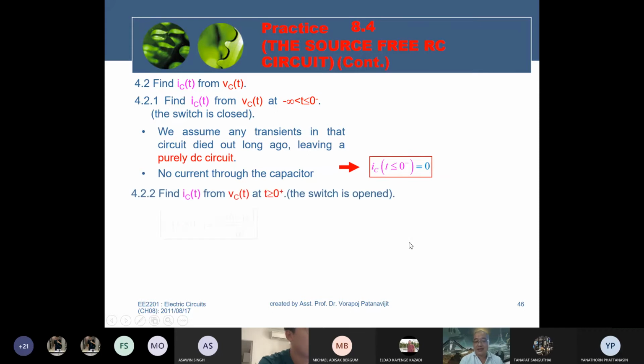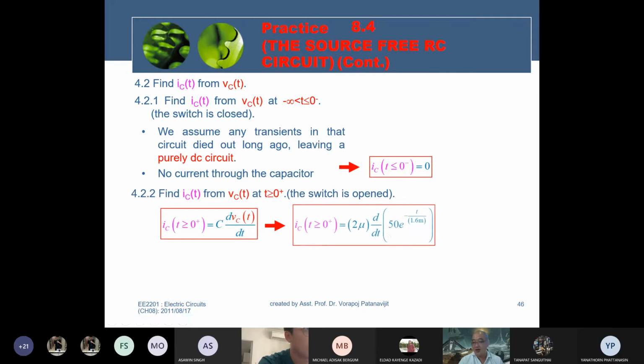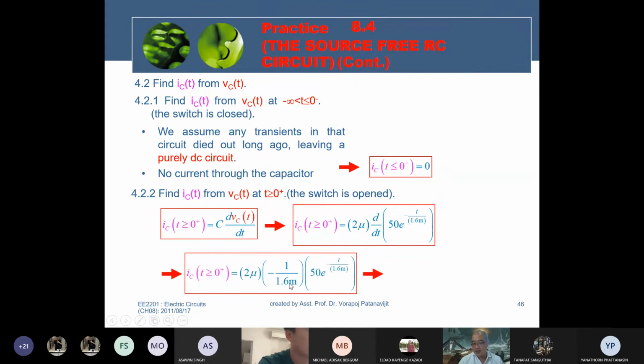The next step, iC for time greater than 0, equals 50 e to the power of minus t divided by 1.6 milli. Take the derivative of it, and overall it gives you minus 62.5 e to the power of minus t divided by 1.6 milli, in milliamps.